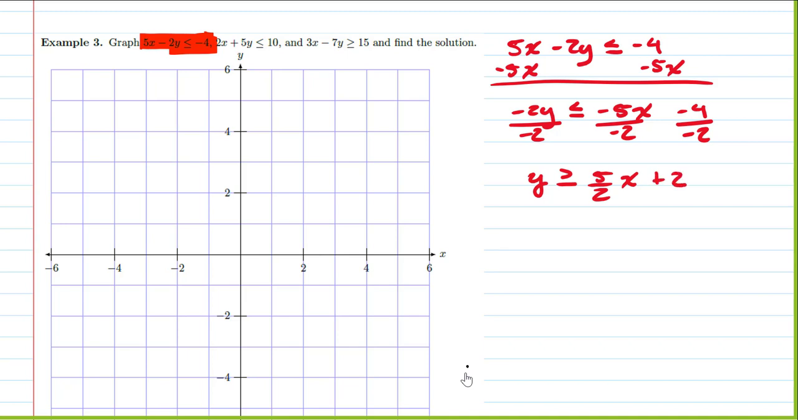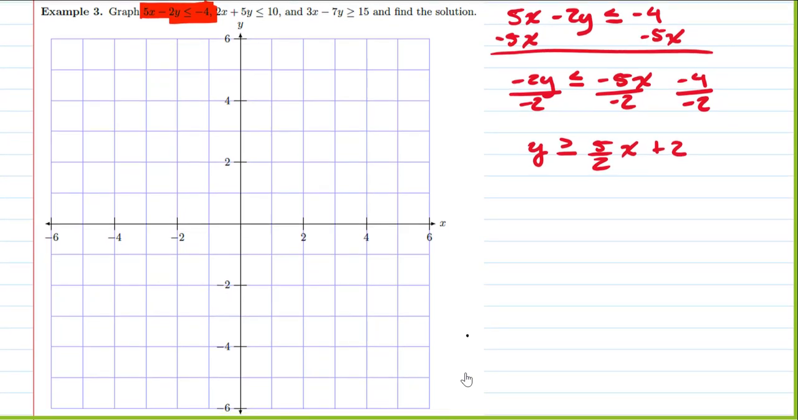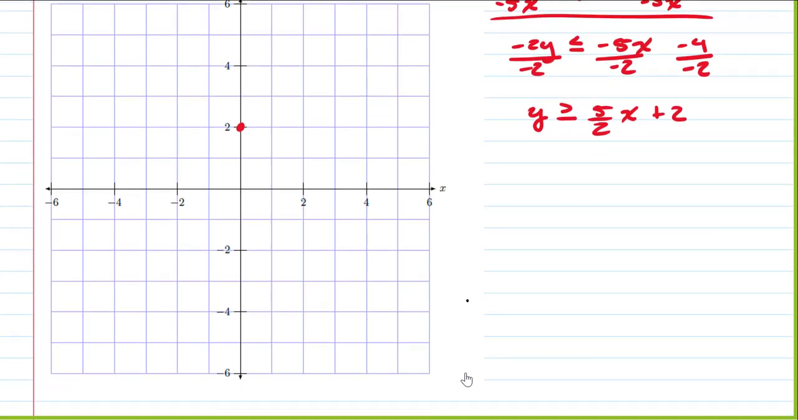So if we graph this, it is now a line. Our y-intercept is 2, so that's going to be this point, 0, 2, and then our slope is 5 over 2. So I go up 5 over 2, or down 5 and left 2. So down 1, 2, 3, 4, 5, and left 2. And we play connect the dots.